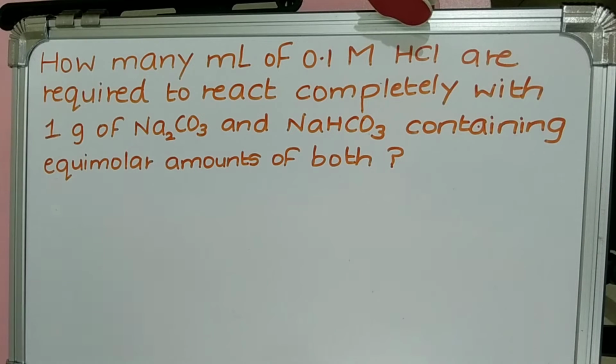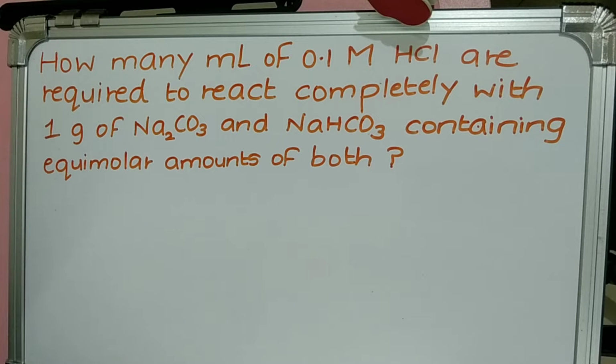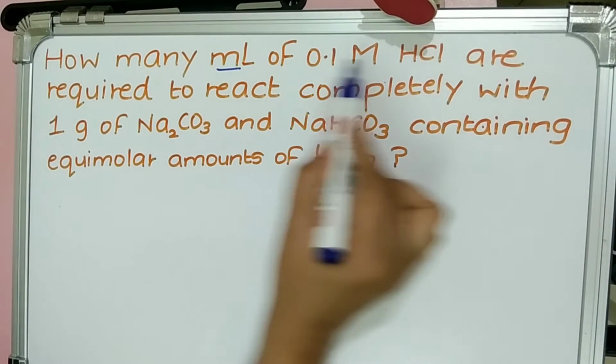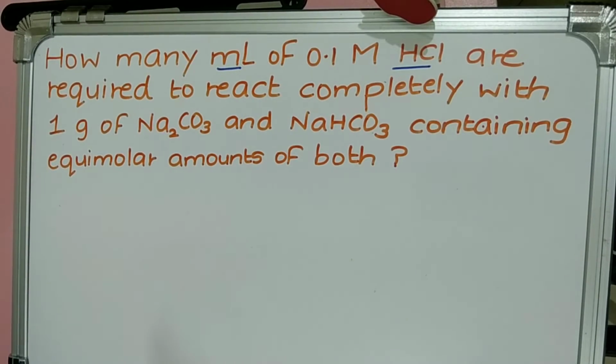So see the next question. How many milliliters of 0.1 molar HCl are required to react completely with 1 gram of Na2CO3 and NaHCO3 containing equimolar amount of both? Right. So what you have to find here is milliliters of HCl, hydrochloric acid.